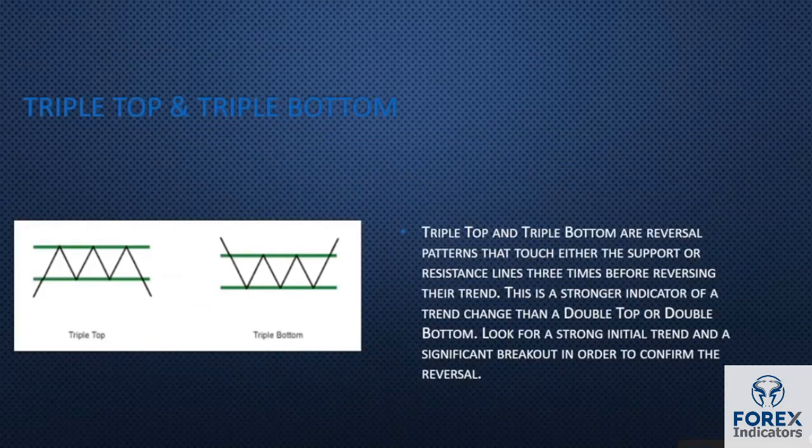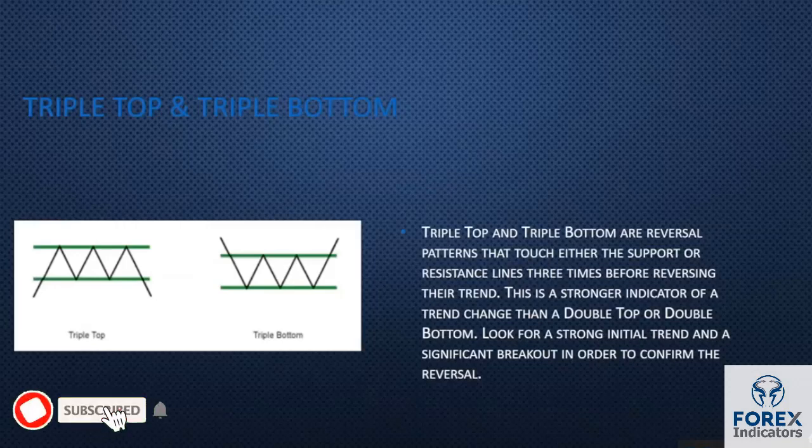Okay, then you go to the very, very important one. The more complicated these are, the fewer times they appear, and the more valid they are when they do appear. And that's a triple top and a triple bottom. This is when it hits those support and resistance levels 3 times.